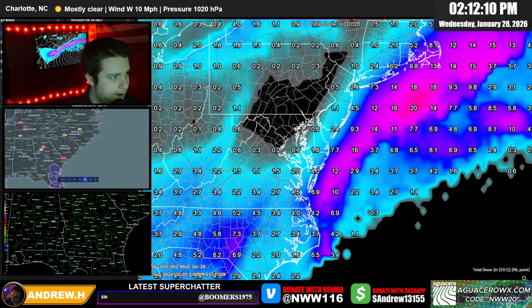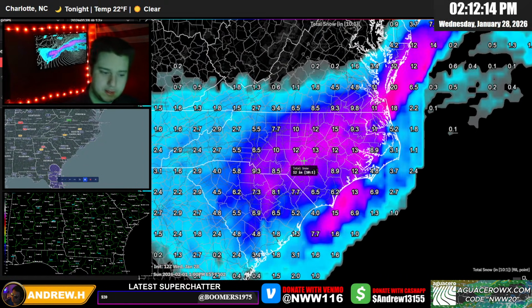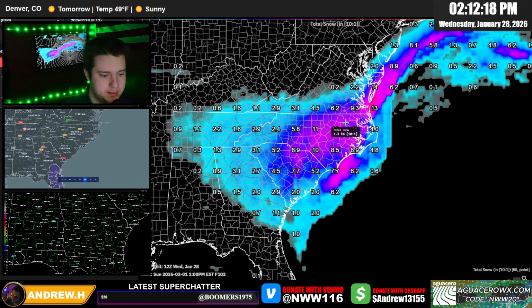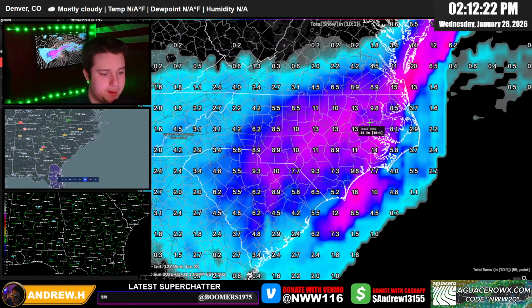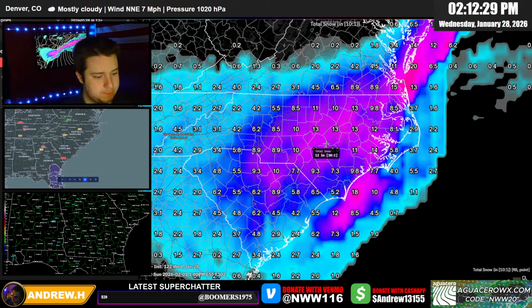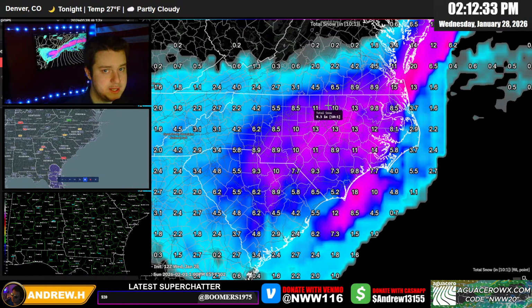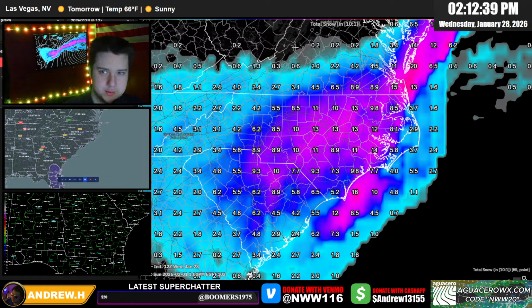And then, of course, we have the Canadian model. This one is kind of in the middle between what the Euro and the GFS had to say. First of all, some of those totals out by central North Carolina are pretty darn heavy. We're talking over a foot here still. So the American GFS and the Canadian model agree that central North Carolina could see possibly up to a foot of snowfall, maybe locally a little bit higher. But then you have the Euro, which shows those totals a little bit less here.